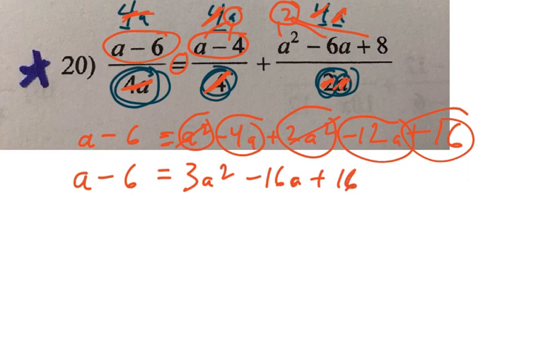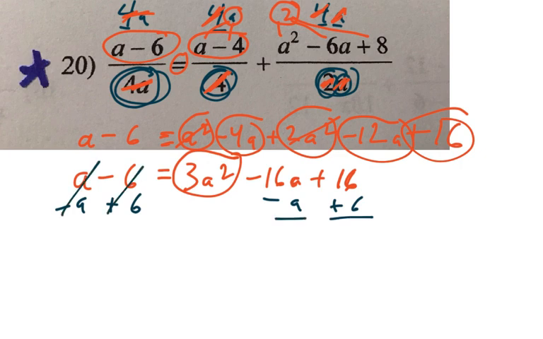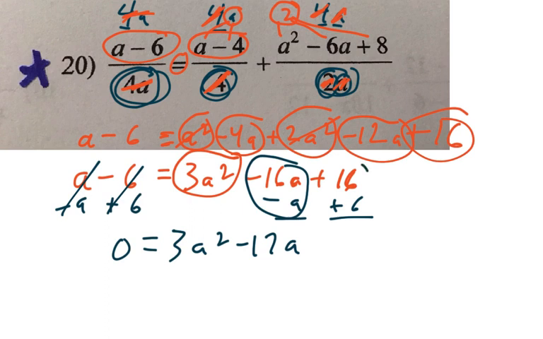Hopefully I read my own writing correctly and I didn't make any silly mistakes. Let me just double check. 2a squared and a squared is 3a squared. Minus 12a, minus 4a is minus 16a, and a plus 16. Excellent. So guys, remember, this is an a squared. I need to get it equal to 0. So I'm going to minus a both sides, and I'm going to add 6 to both sides. And that means I will have a 0 equal to 3a squared. Minus 16 minus 1 is minus 17a. 16 and 6 is 22.